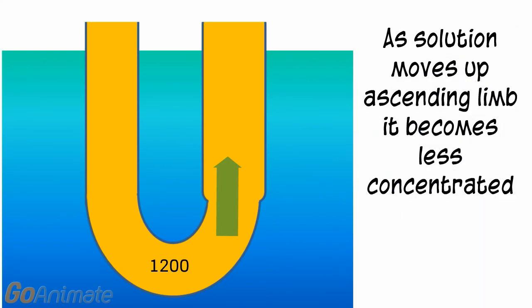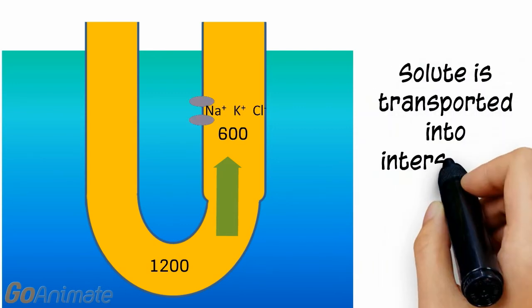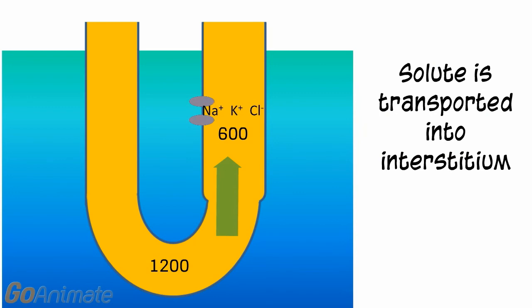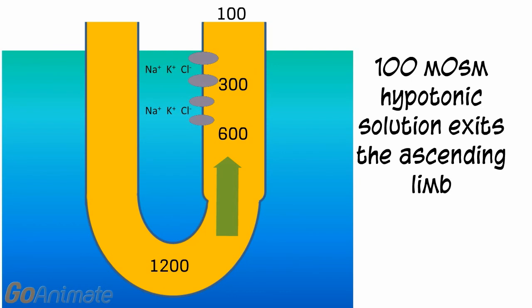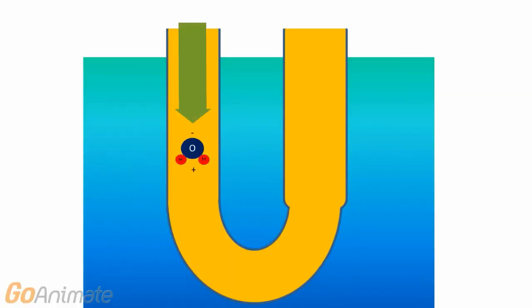Since solute is leaving the ascending limb, the solution becomes less concentrated. The solution leaving the nephron loop is hypotonic, around 100 milliosmoles. Let's summarize the entire process. A 300 milliosmol isotonic solution enters the descending limb of the nephron loop.